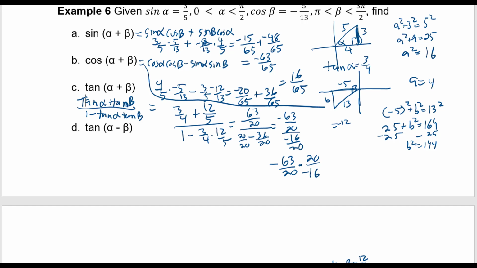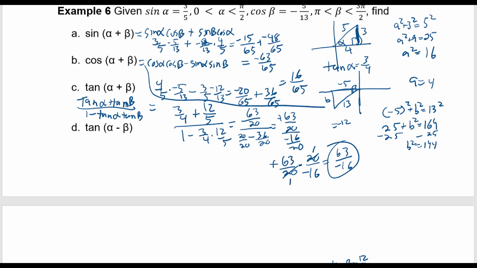Make sure my negatives are all right. This first one wasn't a negative, that was a positive. Sorry about that. So the 20s cancel. It gives us 63 over negative 16. If one wants to be pure, the 20s divide out. So how's that? Okay.